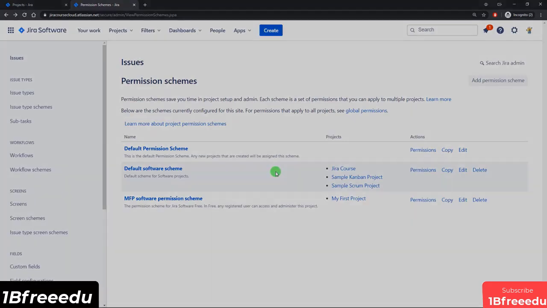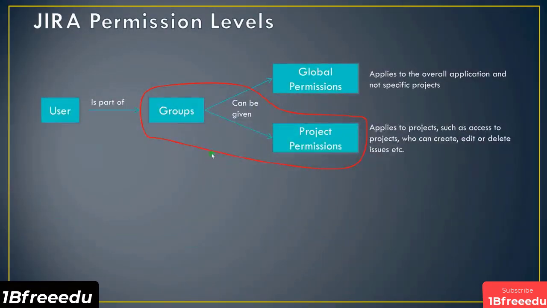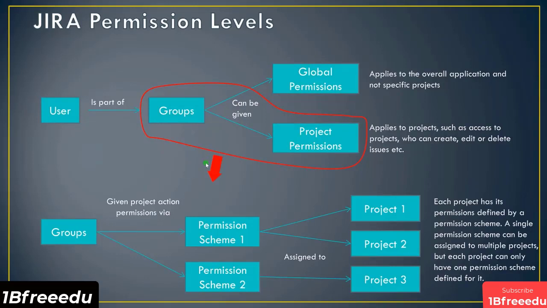and then assign that new scheme to another project. So just to summarize, you've got 2 kinds of permissions. Once again, the global permissions apply to the overall Jira application, something that you can do across Jira, whereas the project permissions can get pretty granular and define what users or groups can do within a given project. And all of that is defined in a permission scheme.